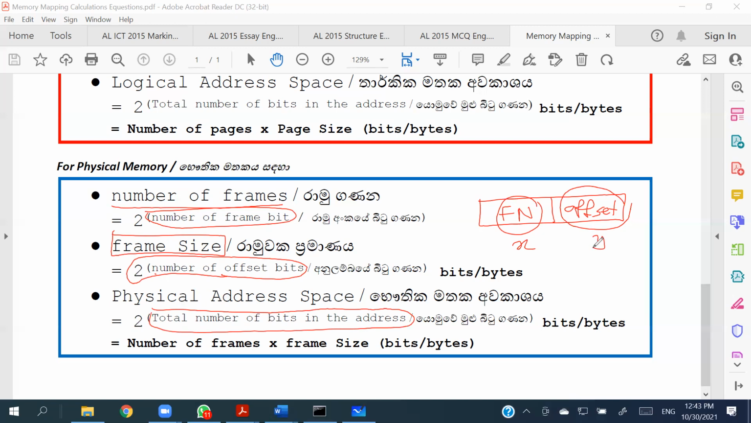Right? So even though I am giving you 6 different equations, there are actually only 3 different equations. For the physical address, the frame number and offset are copied. For the logical address, we work with the page number and offset. Is that clear, everyone?